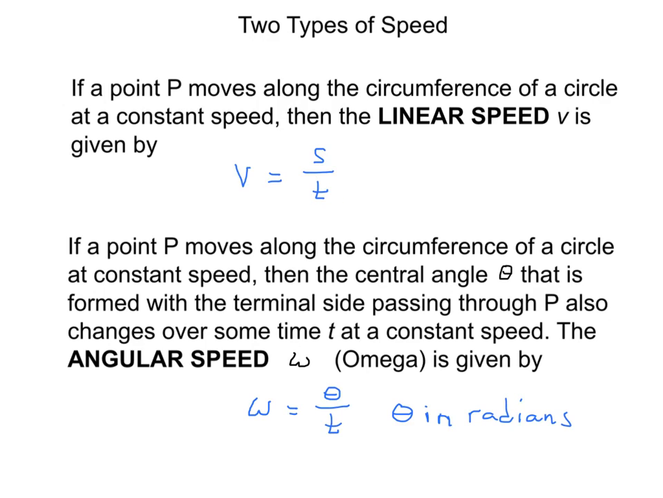Now, if a point P moves along the circumference of a circle at a constant speed, then the central angle theta that is formed by the terminal side passing through P also changes with time t at a constant speed, and that is called the angular speed. We use this weird looking W thing, which is called omega, and it's given by omega equals theta, the measure of the central angle, divided by time, where theta is in radians.